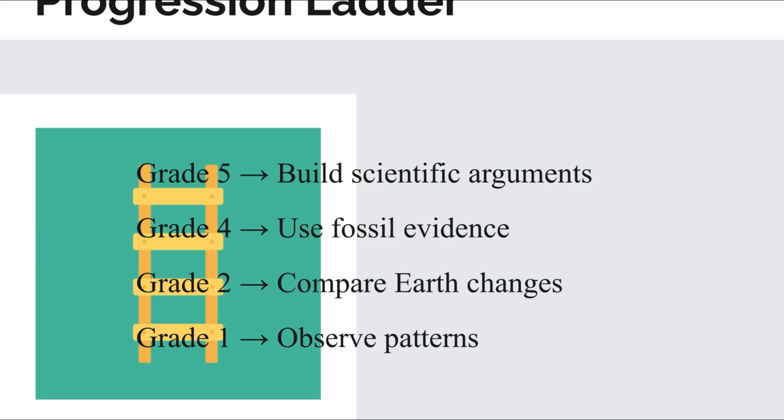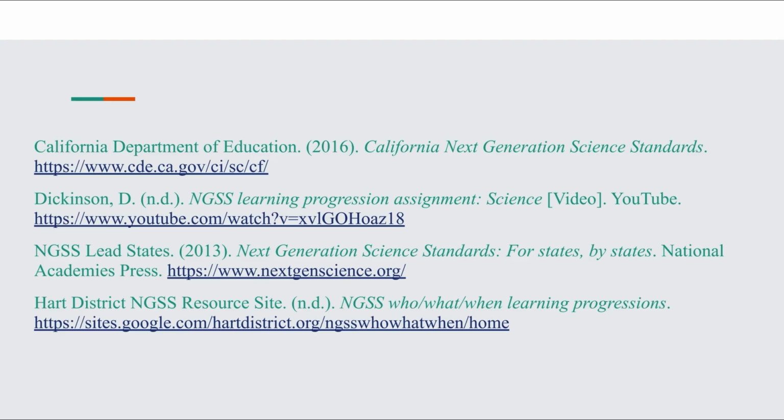By 4th grade, students use fossils and rock formations to explain how Earth has changed over long periods of time. Finally, in 5th grade, the students apply evidence to support scientific arguments about why the sun and stars appear to have different brightness levels. Each grade level builds on the previous one, helping students develop stronger observation, reasoning, and evidence-based thinking skills. Thank you.